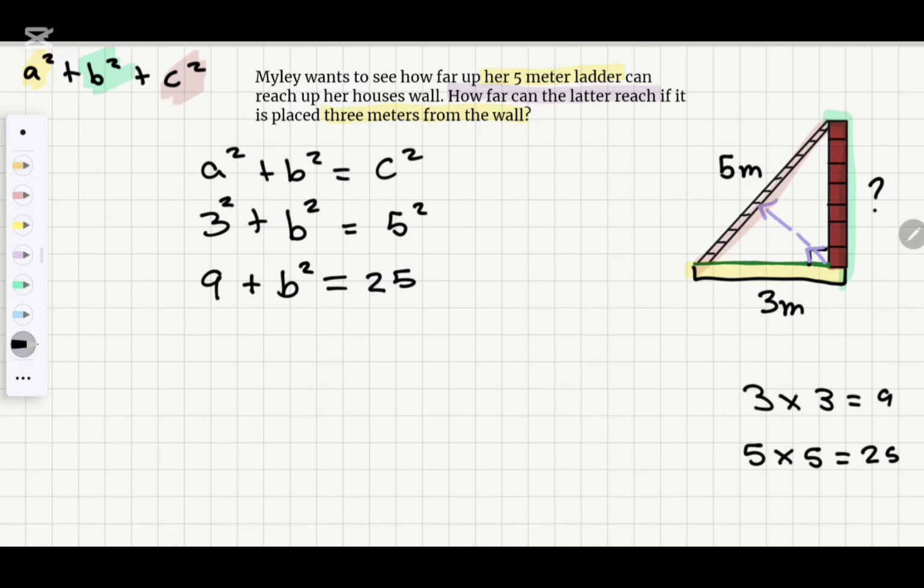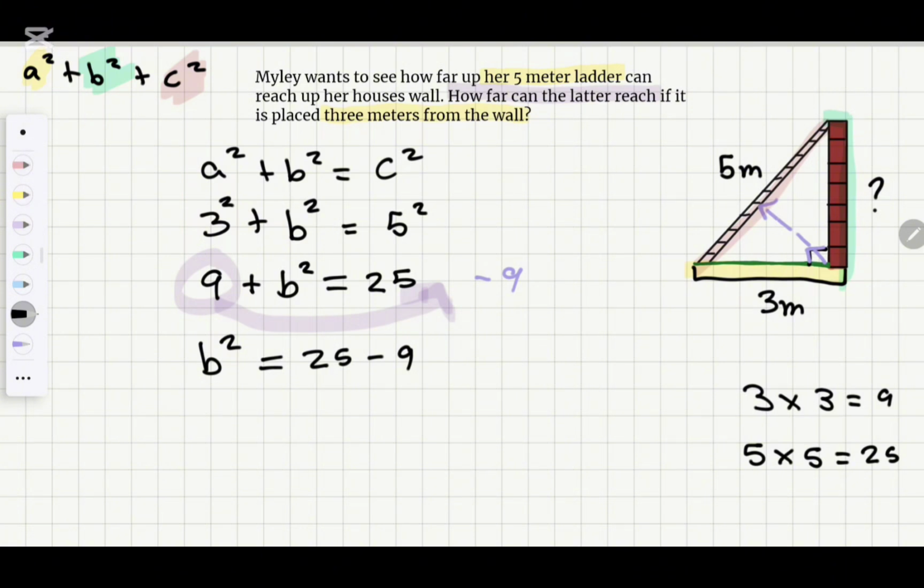Okay, so what do we need to do? We need to bring our 9 over to this side, and it is going to become a negative because right now it is positive. And I know that it's positive because it doesn't have any sign in front of it. It doesn't have a negative sign, so I know that it's not negative. So I know it's going to turn into a negative sign once it crosses our equal sign. So let me rewrite our equation. We're going to get b squared equals 25 minus 9.